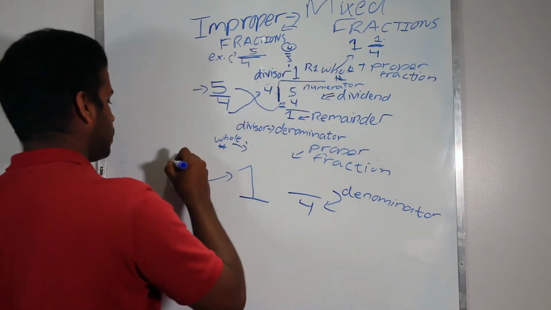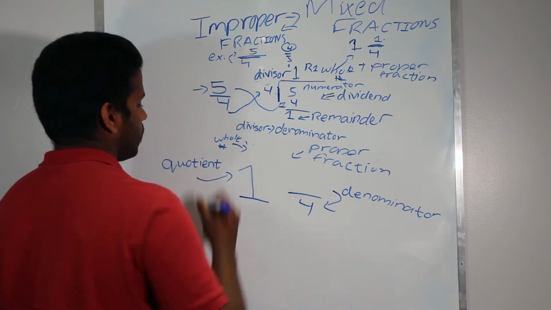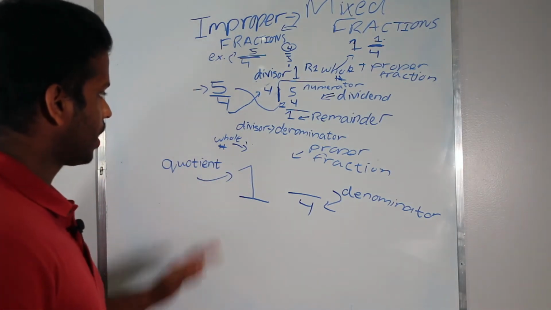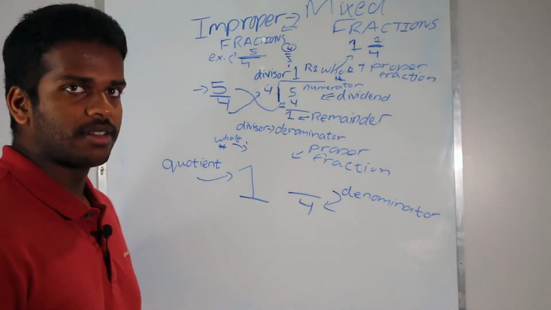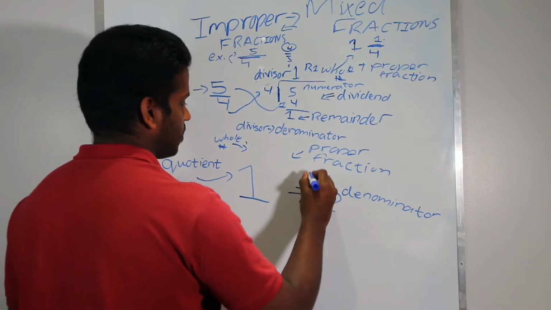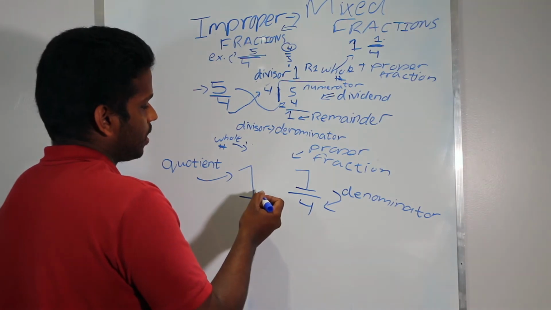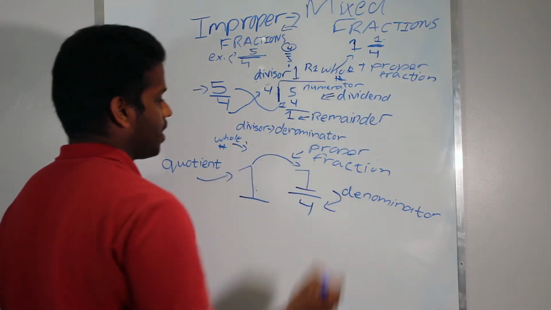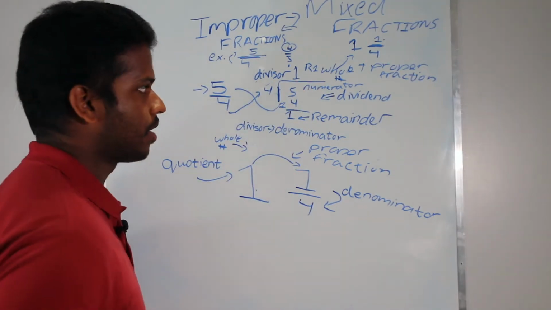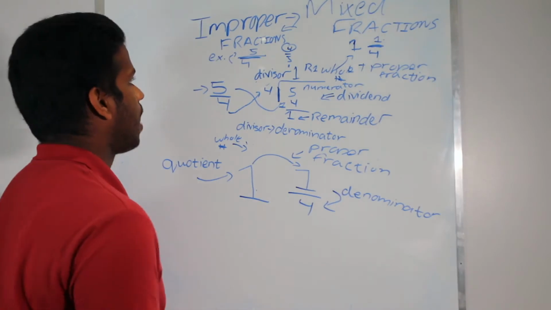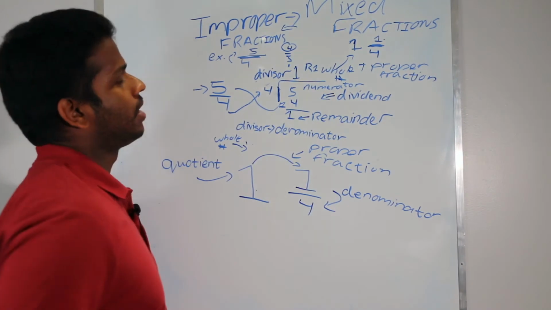So the whole number for the quotient from that division problem ends up being the whole number for our mixed fraction. So what goes here? Whatever is remaining. So 5 over 4: 4 goes into 5 once, and then we have a remainder of 1. That's how it works. That's why we had to use long division to convert this improper fraction of 5 over 4 to 1 1/4.